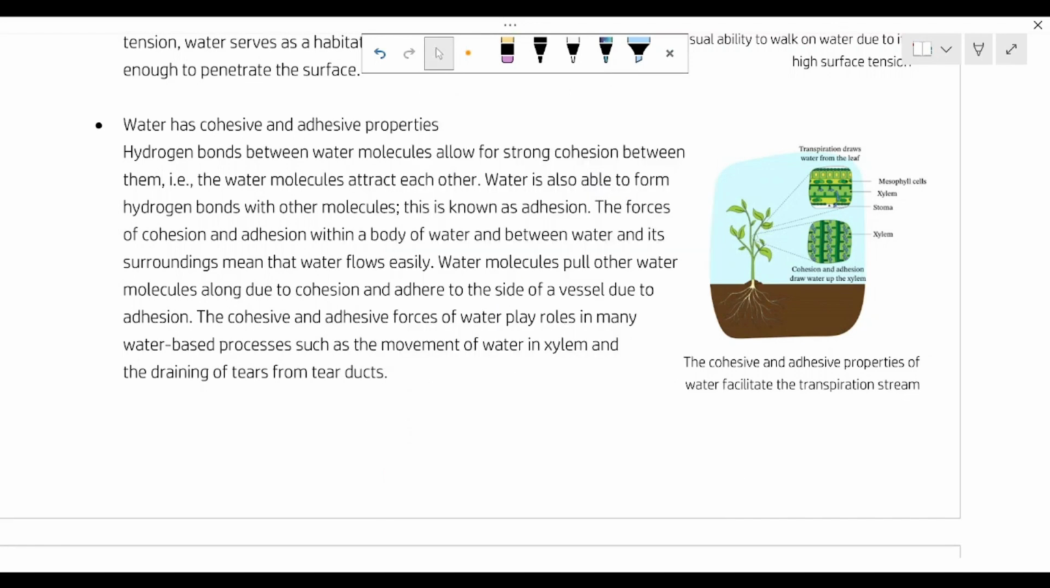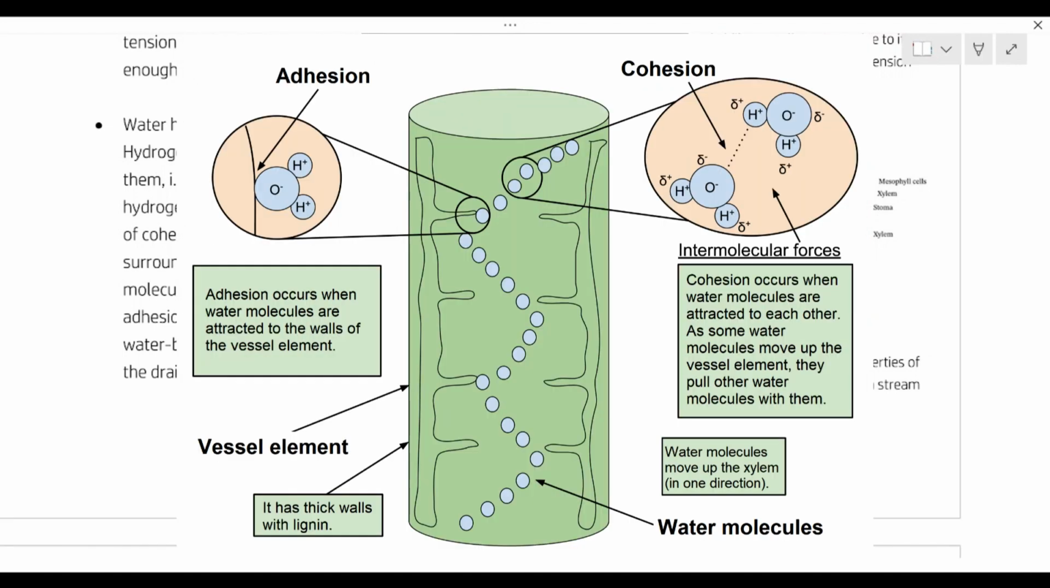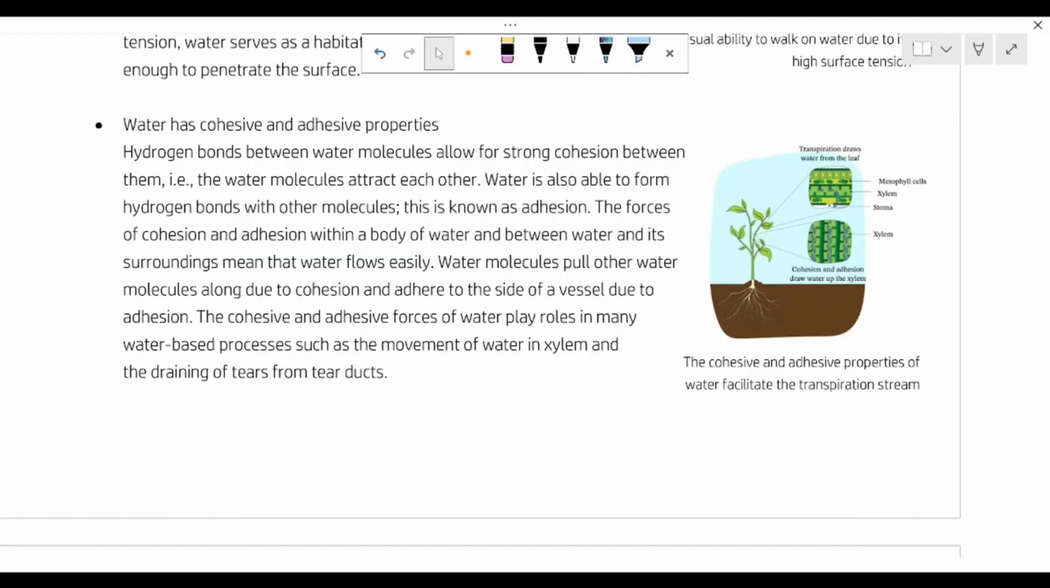The forces of adhesion and cohesion within a body of water and between water and its surroundings means that it flows very easily. Water molecules pull other water molecules along due to cohesion, and they adhere to the side of a vessel due to adhesion. And we see this when you look at the xylem. The cohesive and adhesive forces of water play roles in many important water based processes, such as the movement of water in xylem and the draining of tears from tear ducts.